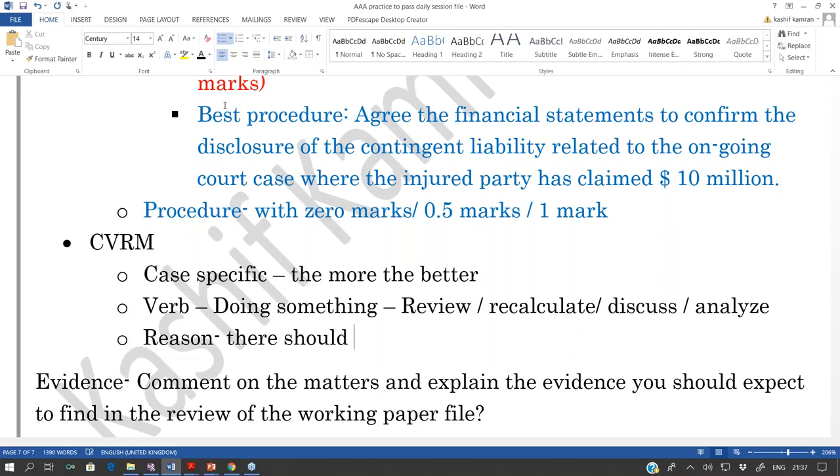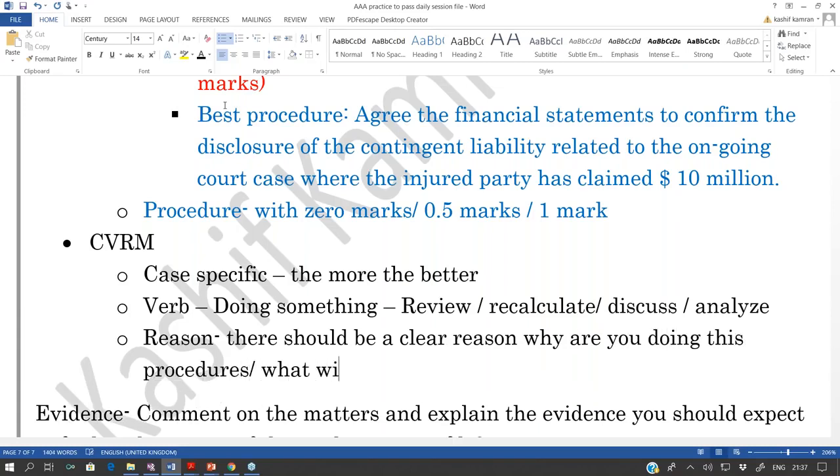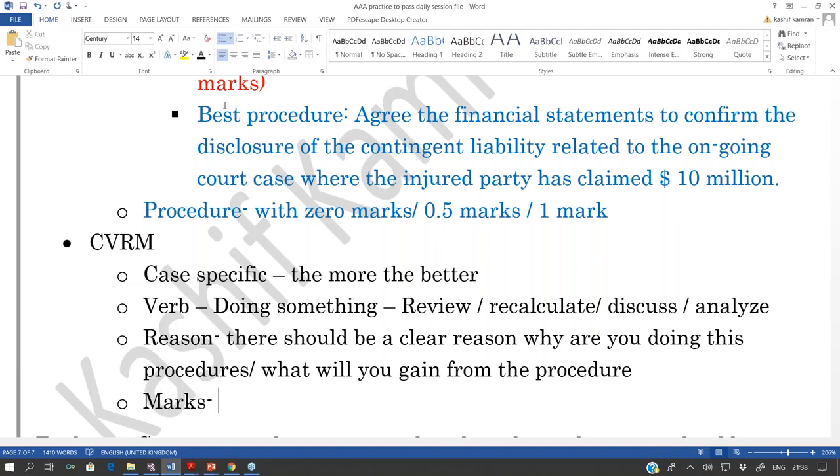There should be a definite reason. There should be a clear reason. Why are you doing this procedure? What will you gain from the procedure? Did I mention in the last half an hour that we need to write a why, the reason? So it has to be case specific, it has to have a verb, it has to have a reason, and marks: 1 mark per procedure.